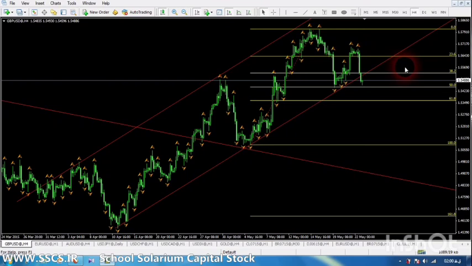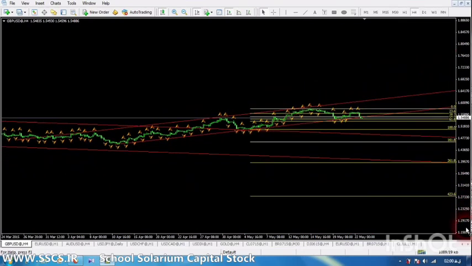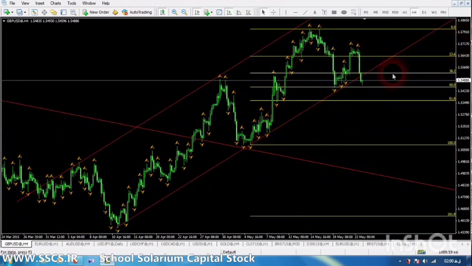So in Fibonacci, we have several types of resistances. You have 23 level, 38 level, 50 level, 61 level, 100 level, 168 level, 261 level, and also 423. Each of them means that if the price reaches these resistances, it's probably going to retrace. And if these resistances are broken, your price is going to continue its movement up until the next resistance.